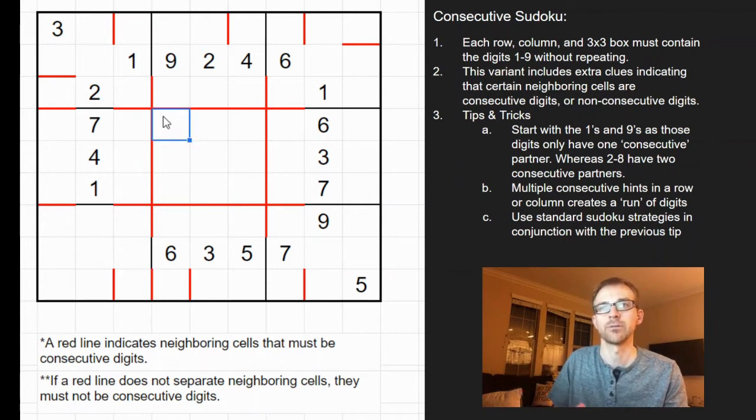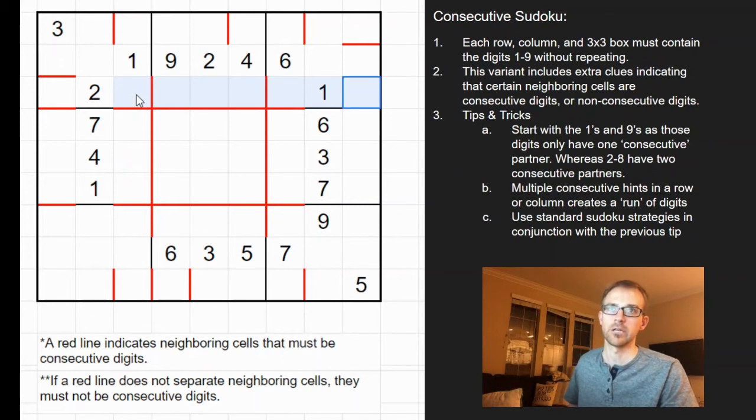So you still want to use the same techniques such as scanning, looking for pairs, naked singles, doubles, X-wings, and all that fun stuff. So let's get started. What I would do is, again, start with the 1.